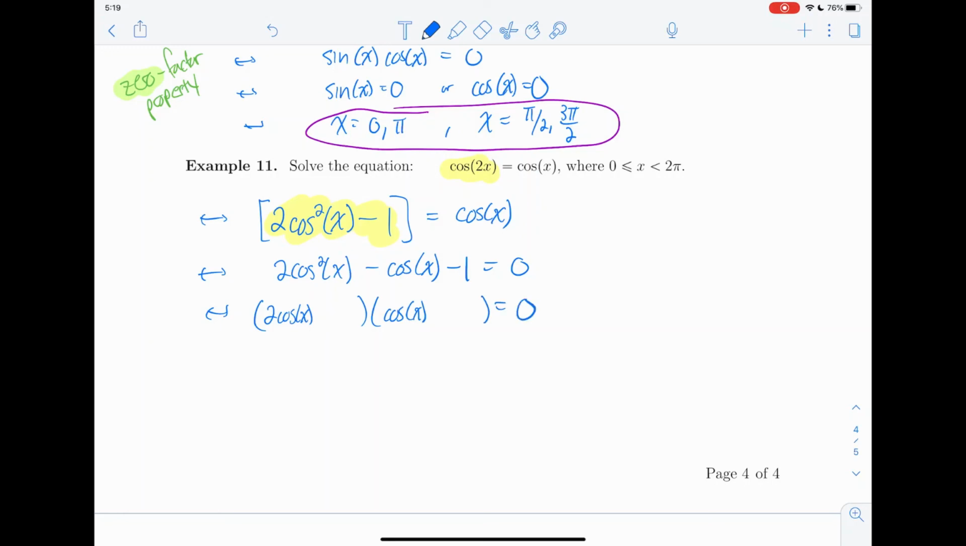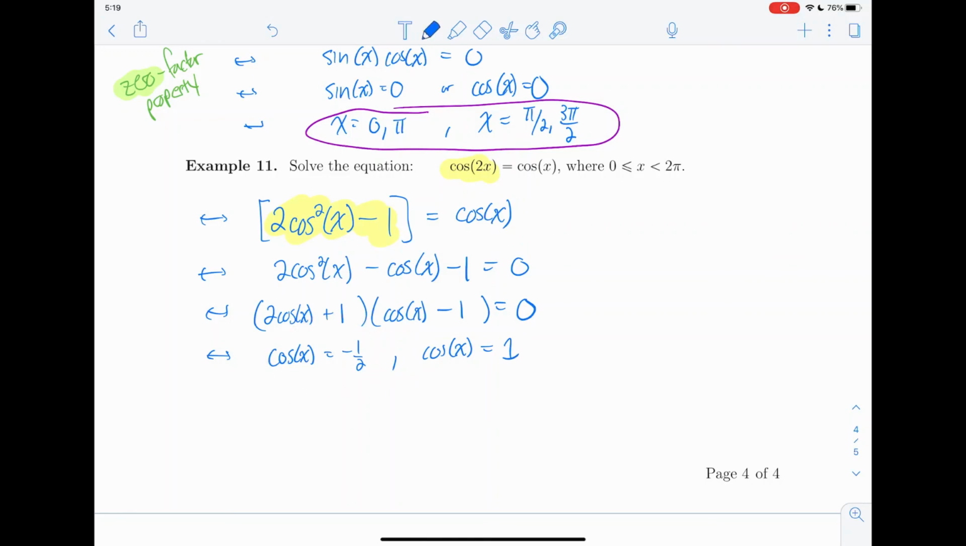Question is, what are the constants that make this work? And if you tinker around with this for a bit, you should get a +1 and a -1. And a quick FOIL in your head will verify that indeed this is the case. And so then the zero factor property kicks in and we should get 2 equations. We'll get cosine of x is equal to a -1/2 and cosine of x is equal to a 1.